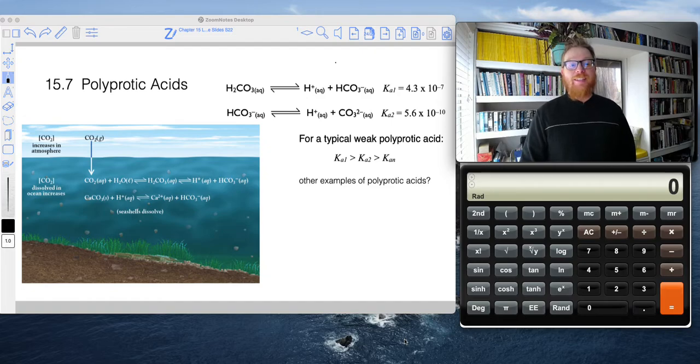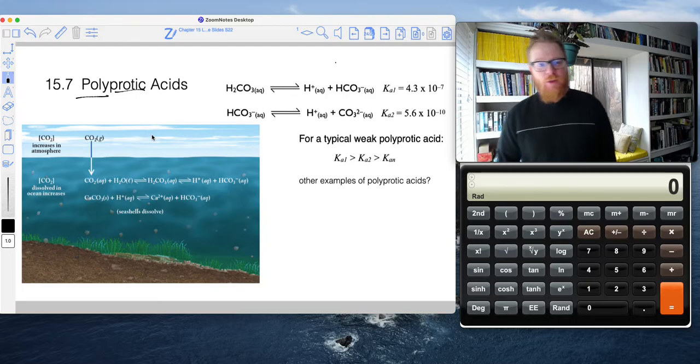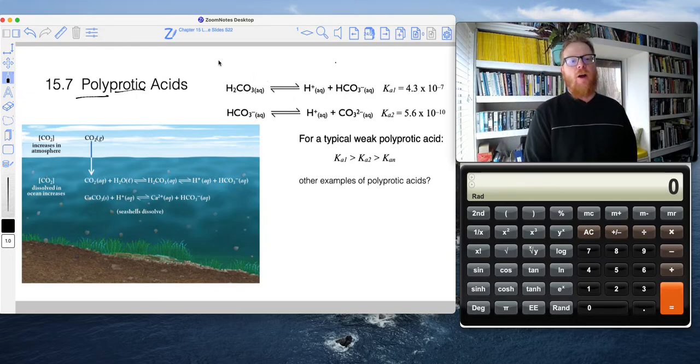Okay, folks, moving into this next topic, we are going to discuss polyprotic acids. Okay, and by polyprotic, we mean contains many protons. So, as an example here, we have carbonic acid, H2CO3.